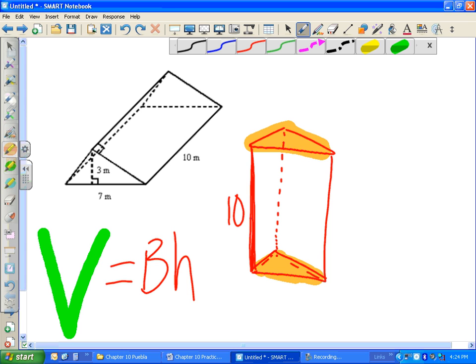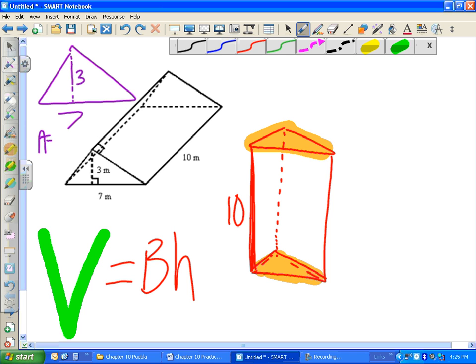Just one, because for volume you only need one of the bases, and you multiply it by how tall it is. So if they tell you to look at this triangle here, one of the bases is a 3, and the height is the 7. So do the formula for that one. The area of that triangle is going to be 1/2 base times height, so that's 21 times a half, or divided by 2.